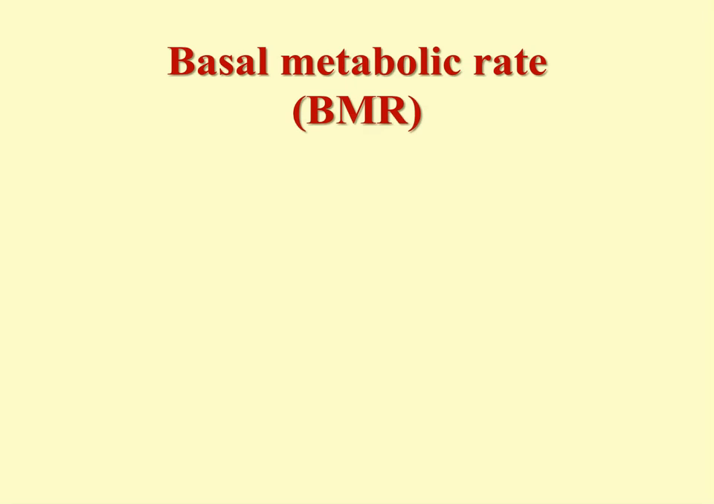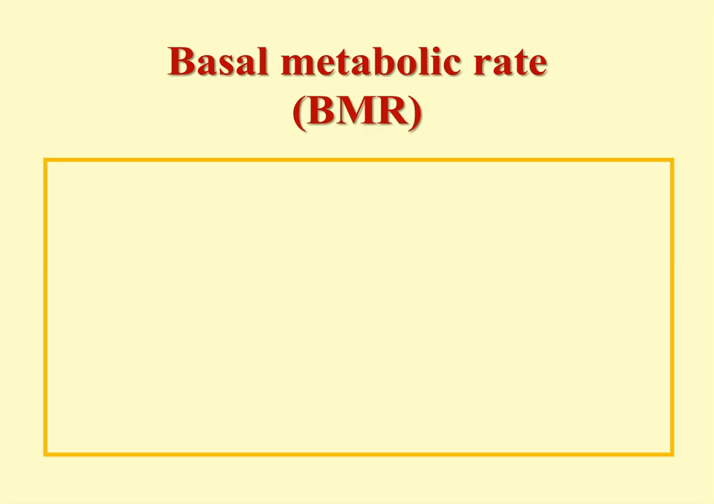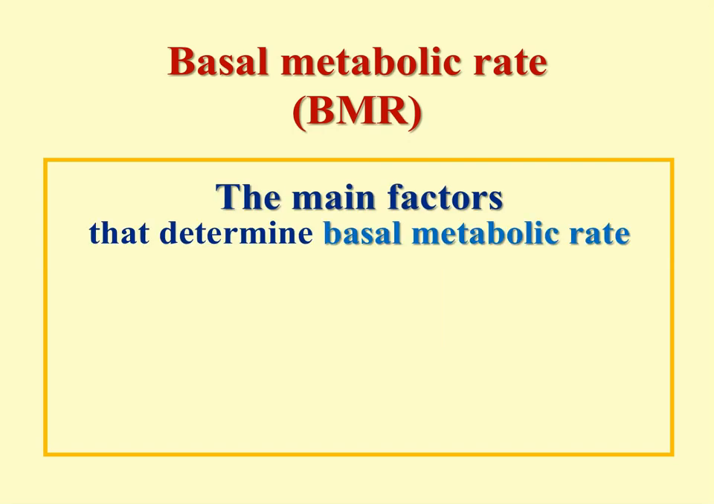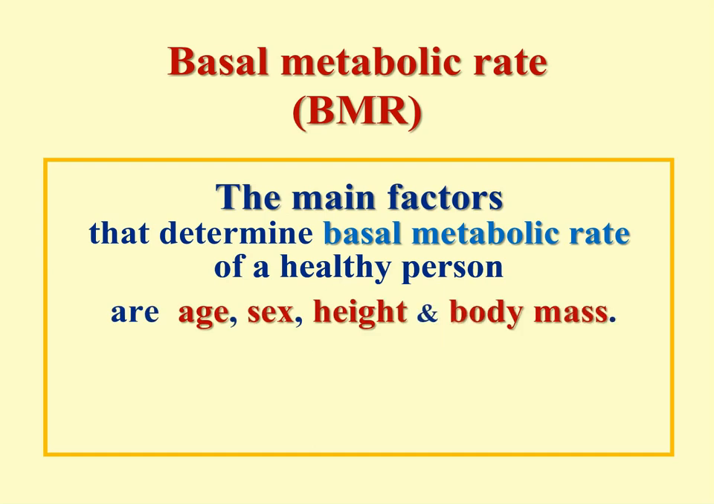Let's come back to the basal metabolic rate. Why is it different for different people? There are a number of factors. The main factors that determine the basal metabolic rate of a healthy person are the 4 following factors: age, sex, height, and body mass. As for age, we'll consider it on the next slide, but for sex, between men and women there is a difference, and generally men have a higher level of basal metabolic rate.